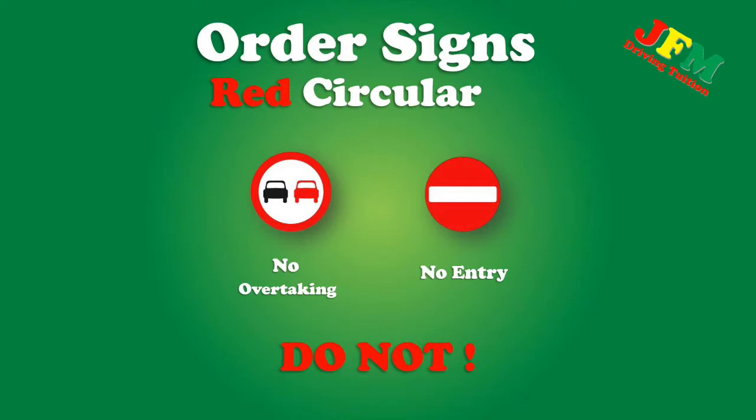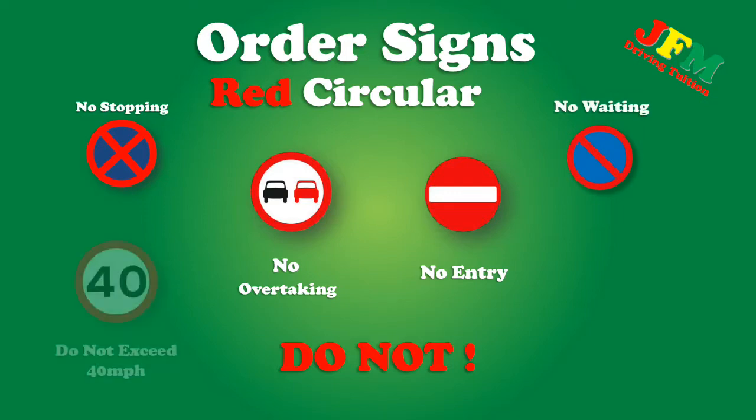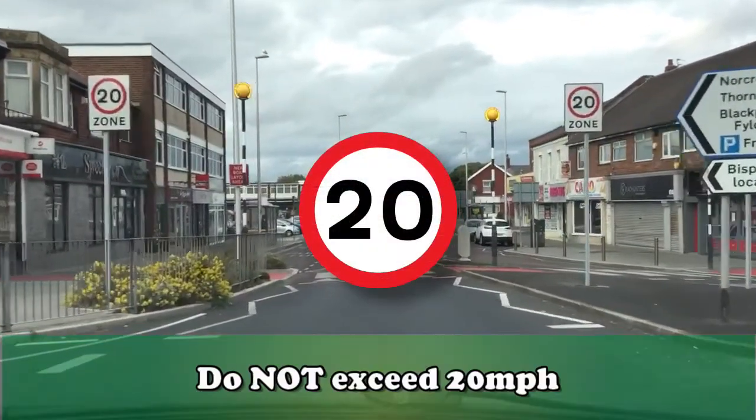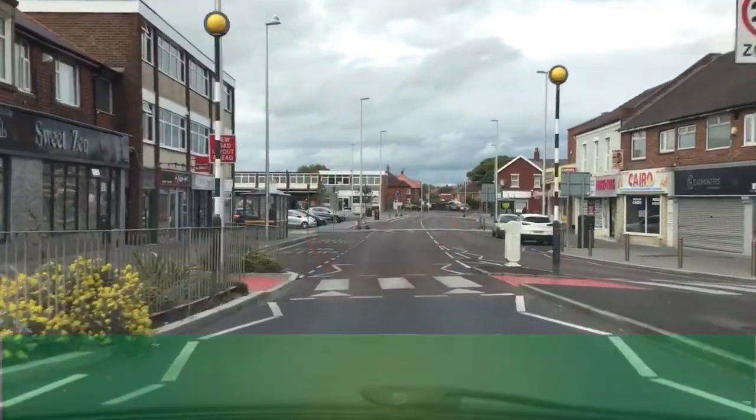Remember, red circular signs are order signs and mean you must not. For instance, no overtaking, no entry, no stopping, and no waiting. Do not exceed 40 miles an hour, no U-turns. This is how they might look in a real life situation.